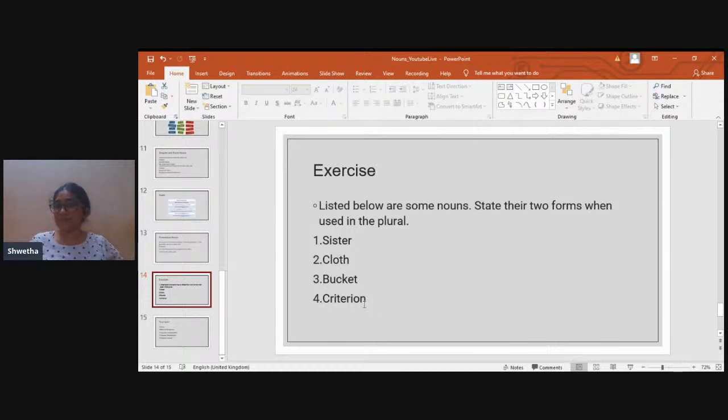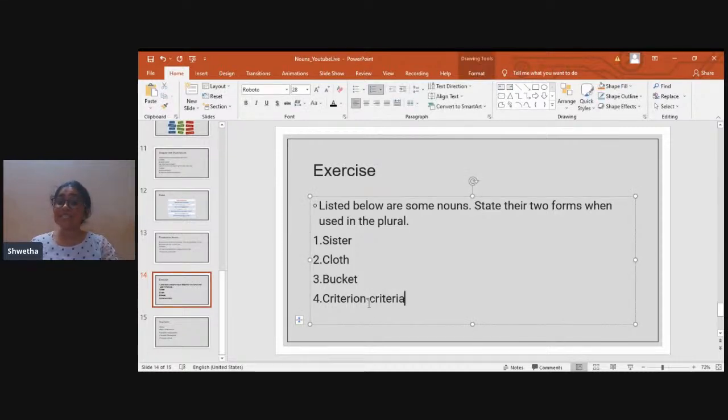Criterion. This one is very interesting. We know the plural version of this word, but we don't use the singular form so much. This is the singular form. What is this word? This word is nothing but criteria. Now, what is criteria? Criteria is something that gives the requirements of something. This is my criteria. These are the things that I am looking for. Criterion, singular. This is my criteria.